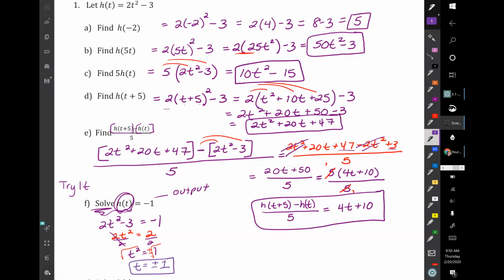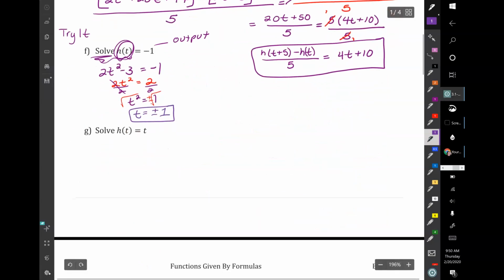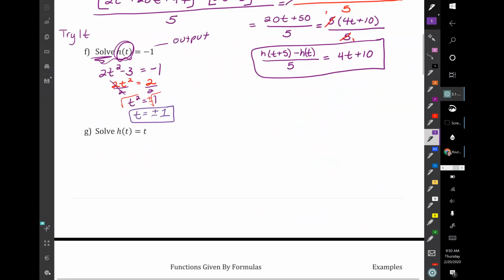Just double check if that fits the domain. Since this is a quadratic function that we have to start with, 2t squared minus 3, we don't have any problems with either of those numbers. They will both work. You really have to watch for domain issues when you have fractions, any kind of rational equations, functions, and also radicals.